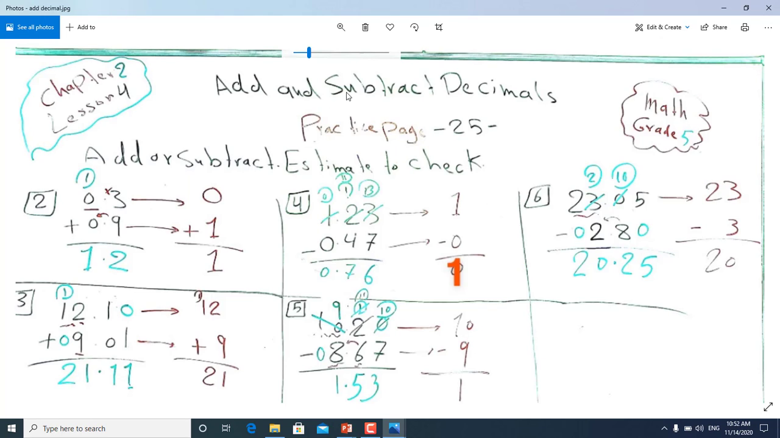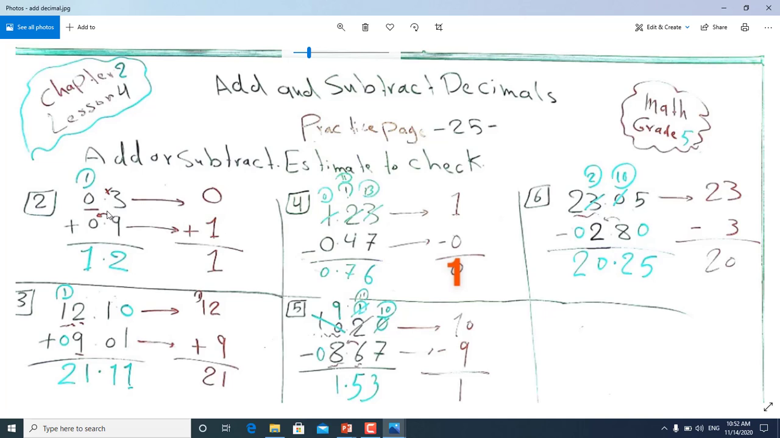Practice about adding and subtracting decimal numbers on page 27. We'll solve number 2 till 5. Add or subtract, after that, estimate to check. From number 2, we have 0.3 plus 0.9. Let's add. We'll start at the right. 3 plus 9 is 12. 2, 1 regroup. And we have the decimal point. Please, students, don't forget to put it down, or you can say bring down. After that, 1 plus 0 is 1, and 1 plus 0 is 1.